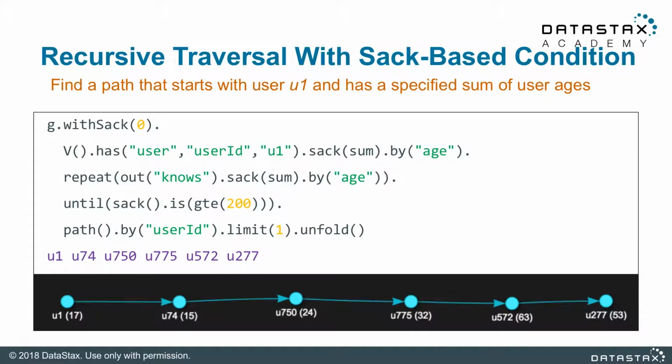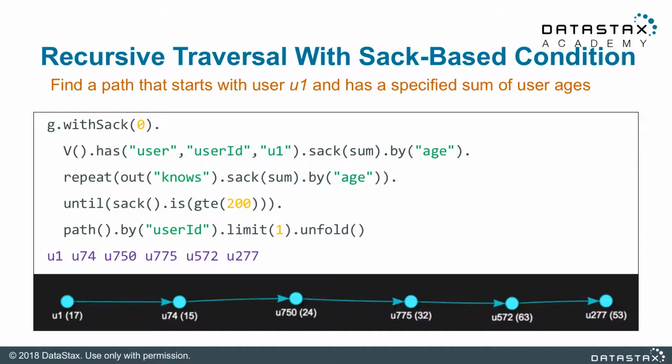In this example, we want to show you how to use the value in the Gremlin sack to make a decision within the traversal. For example, maybe we want to keep walking through the graph until we collect a specific amount of data. So in this example, we're going to find a path that starts with our user U1 and eventually adds up to a total of 200 or greater. To initialize the traversers to have a sack, again, we start with g.withSack(0). Then we find user U1 and sum user U1's age into the sack.